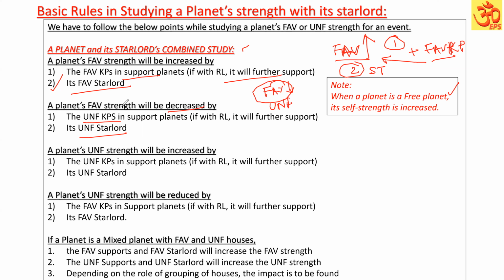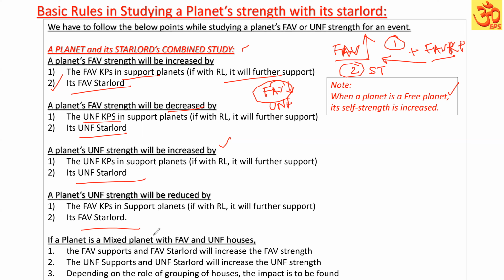Next, like favorable strength, the unfavorable strength of a planet will be increased by unfavorable key planets in supports and an unfavorable star lord. Similarly, unfavorable strength will be reduced by favorable key planets in its supports and a favorable star lord. The planet is unfavorable, the star lord is favorable, which means the unfavorable strength will be reduced by the favorable star lord. I hope you would have understood.